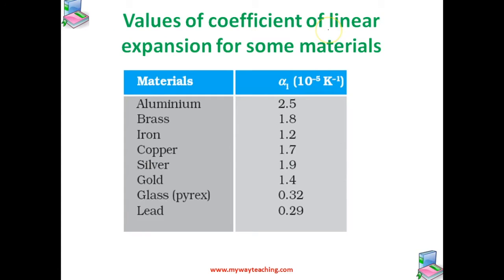You can see in this figure, it gives the typical average values of coefficient of linear expansion for some materials in the temperature range from 0 degrees Celsius to 100 degrees Celsius. For this table, compare the value of alpha 1 for glass and copper. This is 0.32 for glass and 1.7 for copper. Here we can see that copper expands about 5 times more than glass for the same rise in temperature. So metals expand more and they have relatively high values of alpha 1.